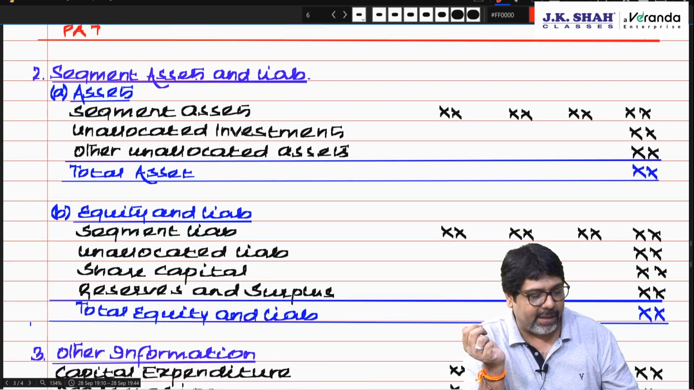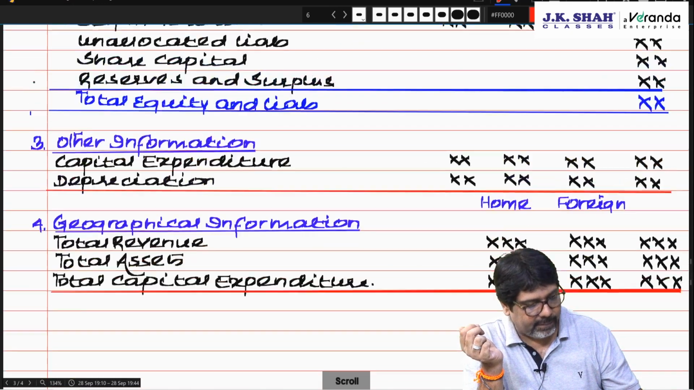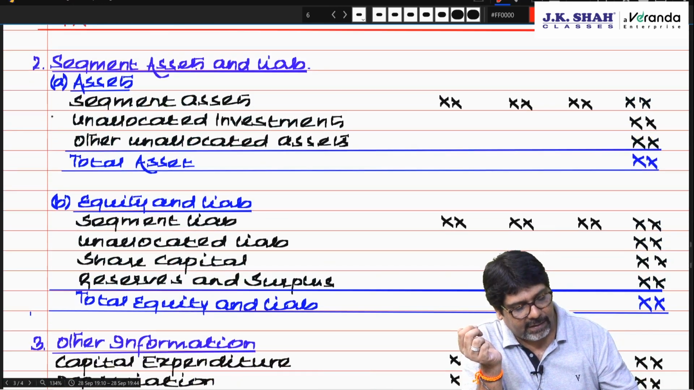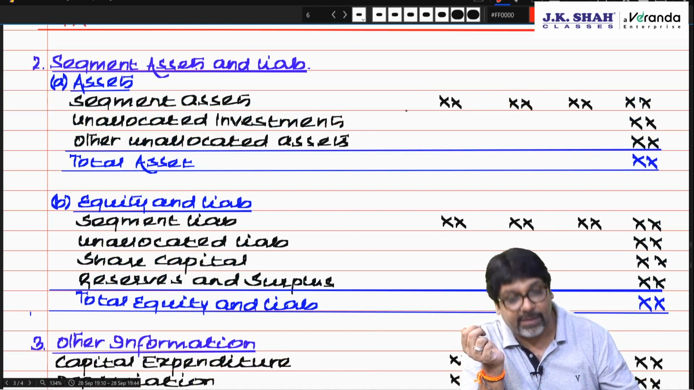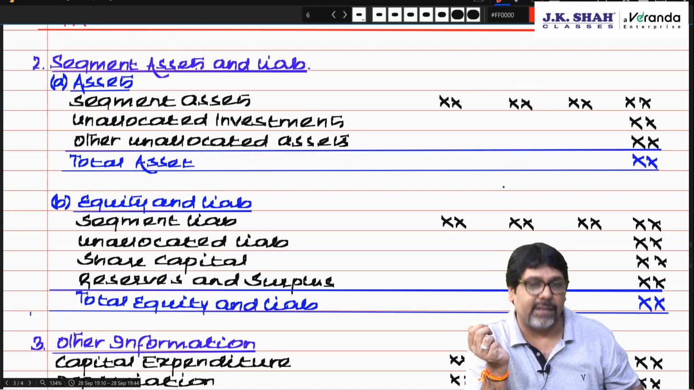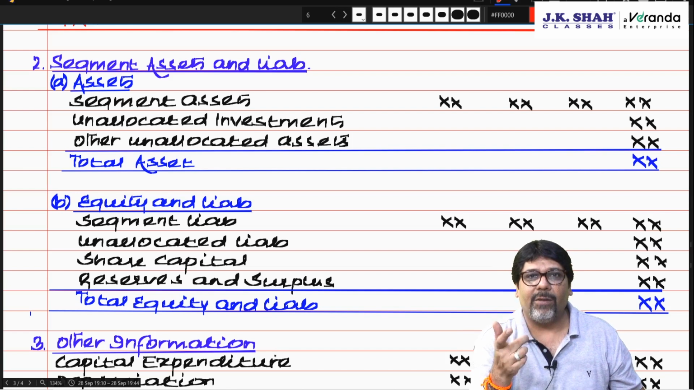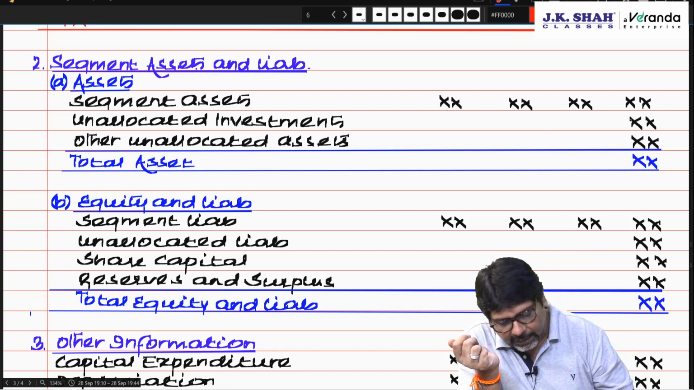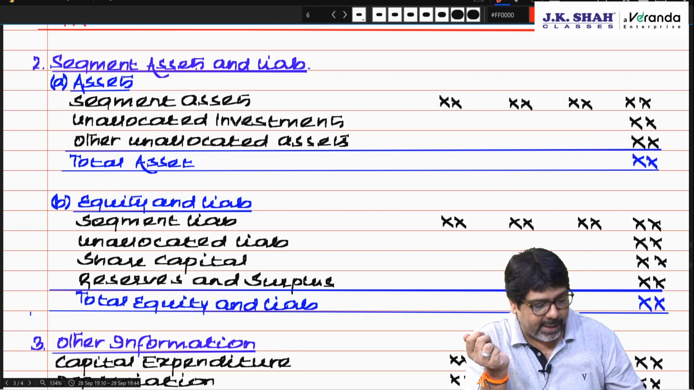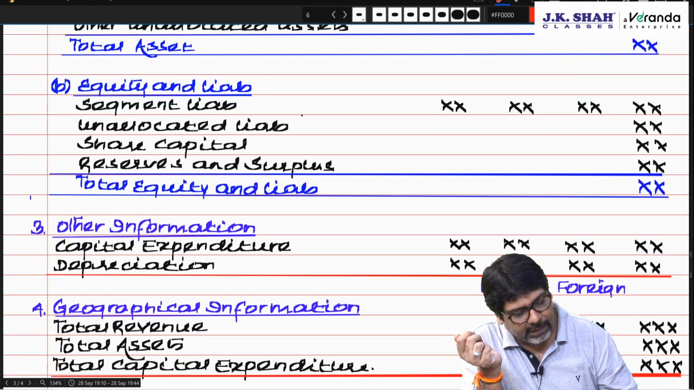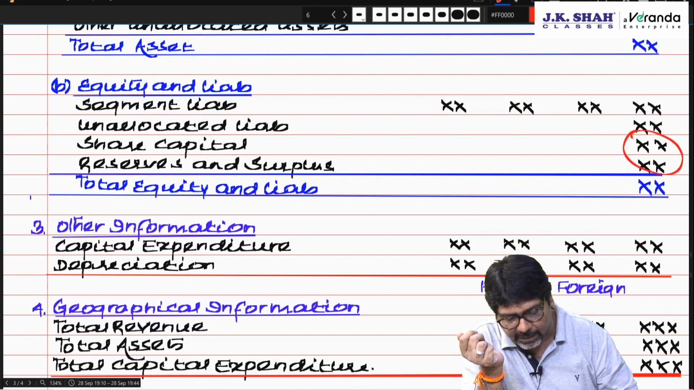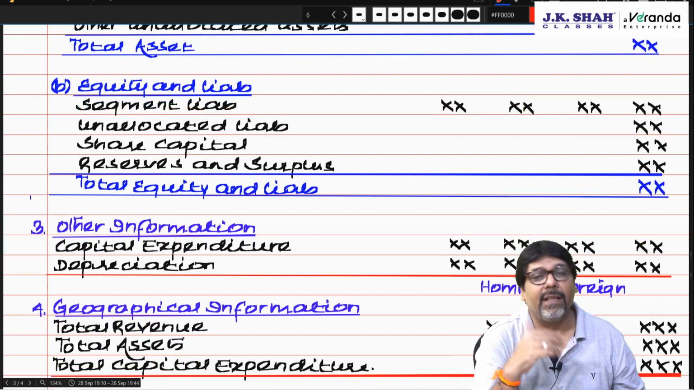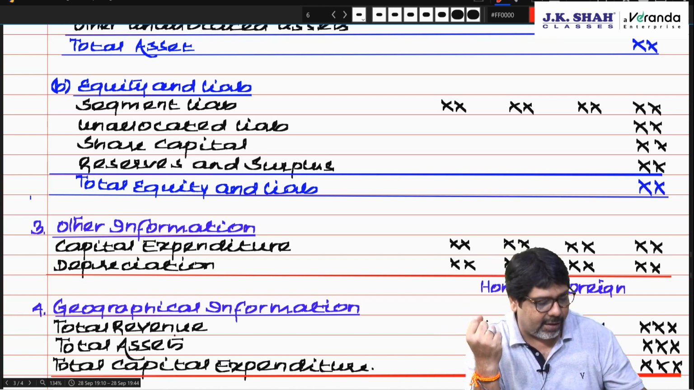Segment assets and liabilities. Segment assets, unallocated segment assets, unallocated investment. This is the investments of the entity. Other unallocated assets: office building is an unallocated asset. Correct. Accounting software, unallocated asset. These are all of the entity. Equity and liability, segment liabilities. Unallocated liability means borrowings, share capital and reserves and surplus. Share capital and reserves and surplus are not segment-wise, but they are of the organization as a whole.